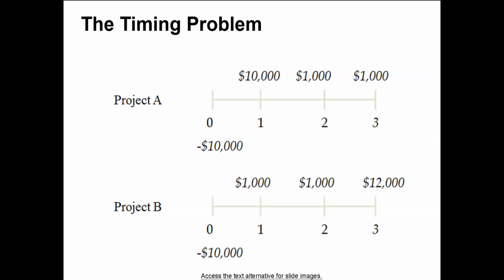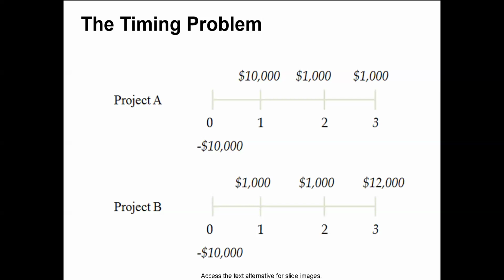And there is another project, project B. The cash flows of project B are like this: the initial investment is 10,000 US dollars, and then you get 1,000 in year one, 1,000 in year two, and 12,000 in year three.